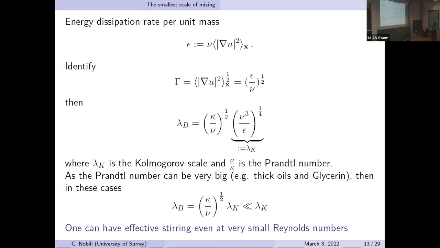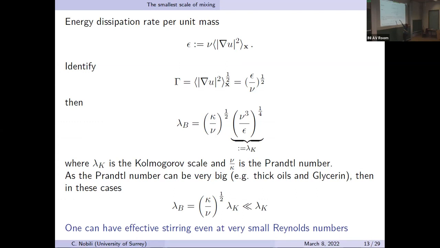And now, as turbulence is not maintaining itself, we have to write down the energy. So we write down the energy dissipation rate per unit mass, and we call it epsilon. And then we identify gamma, the strain, with the energy. By the definition above, this is epsilon divided by nu to the 1/2. Because of this identification, you can write down lambda_B, the Batchelor scale, as kappa divided by nu to the 1/2 times this ratio, which is nu cubed divided by epsilon, to the 1/4.